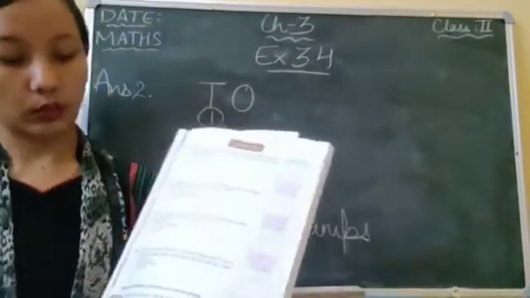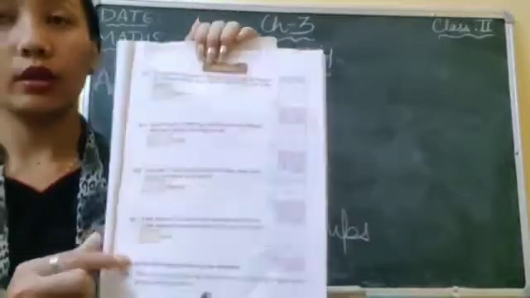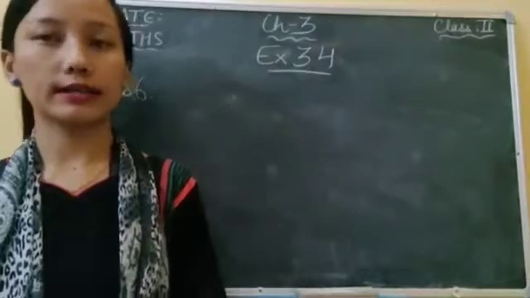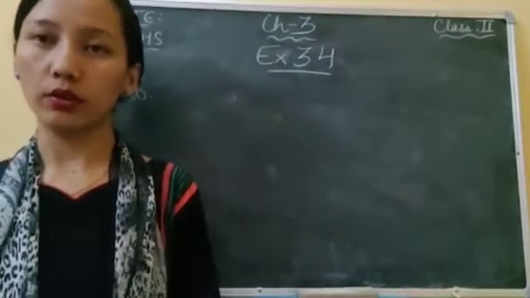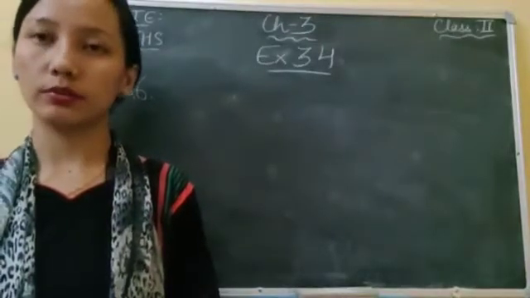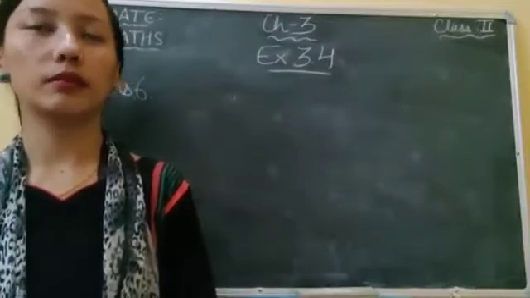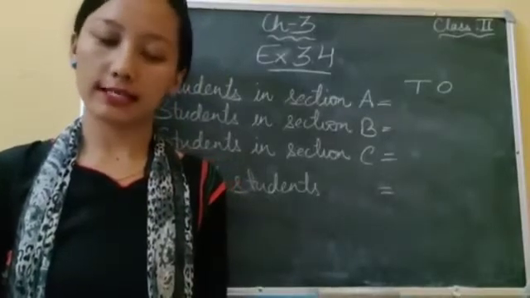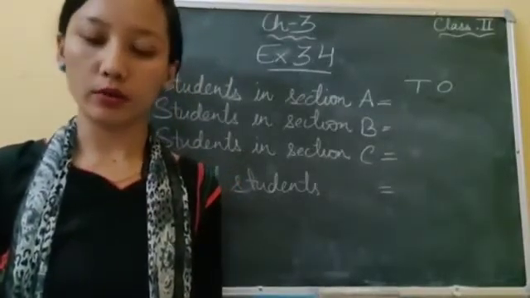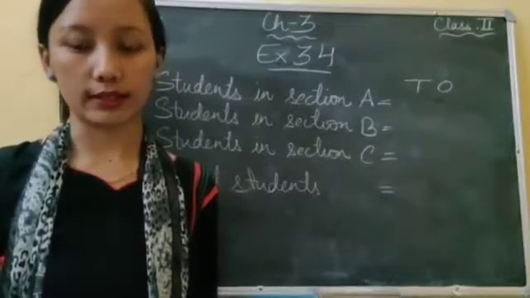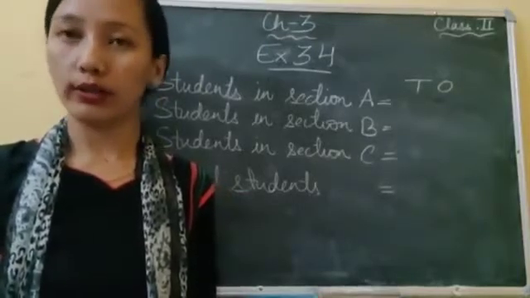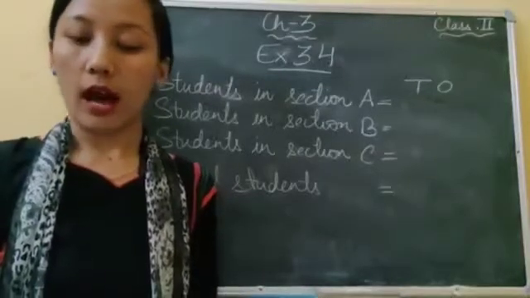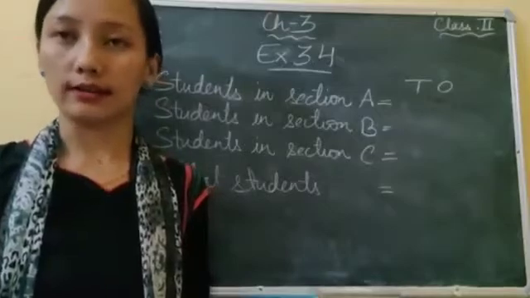Right? Students, question number 3 and 4 you will do by yourself. Okay? Students, you will do question number 5, 6 and 8 in your maths notebook, and you will write the statements also. Okay? Here I am doing question number 6. Alright? Students, question number 6 says, in a class, the number of students in section A is 26. In section B is 27 and in section C is 24. How many students are there in the class?